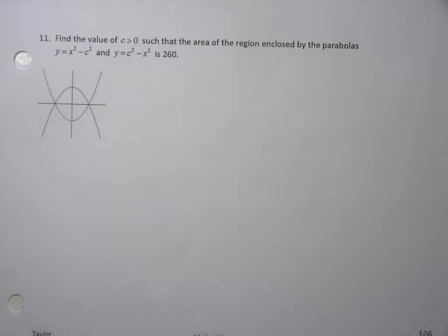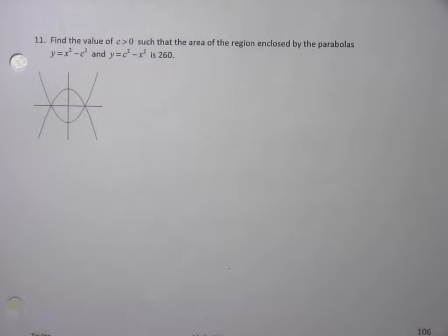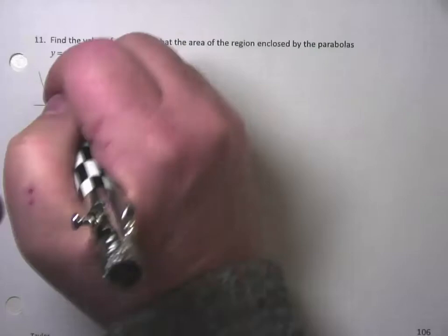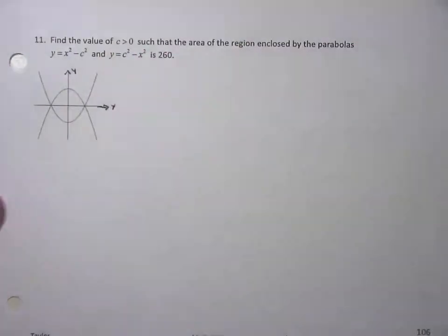Here it is. Find the value of C, which is greater than 0, such that the area of the region enclosed by the parabolas y equals x squared minus c squared and y equals c squared minus x squared is 260. And I tried to draw this thing out for you guys. So here's your y-axis, here's your x-axis. We got two parabolas. Which one's which? Well, I got two parabolas. Now, c is a constant. Remember that. C constant. So y equals x squared minus c squared and y equals c squared minus x squared.